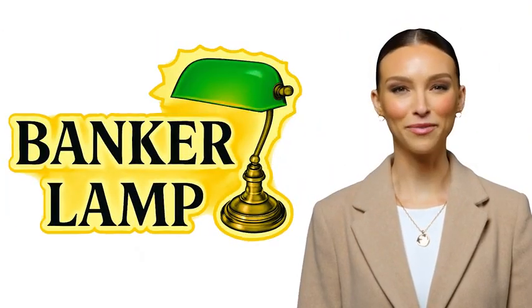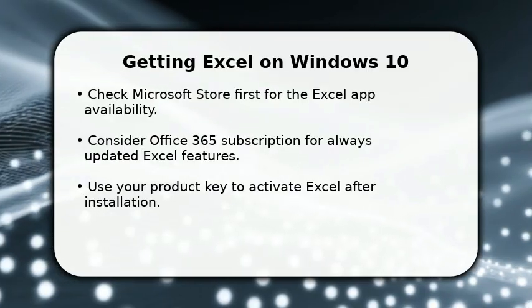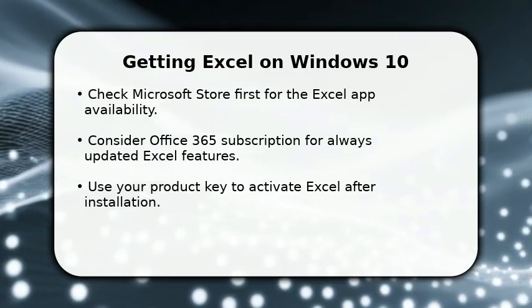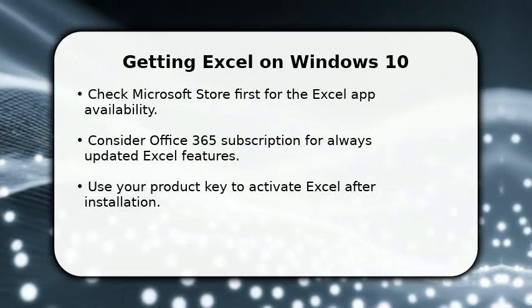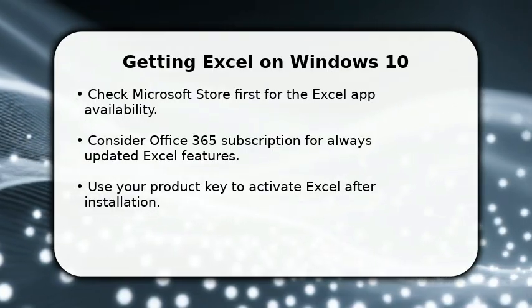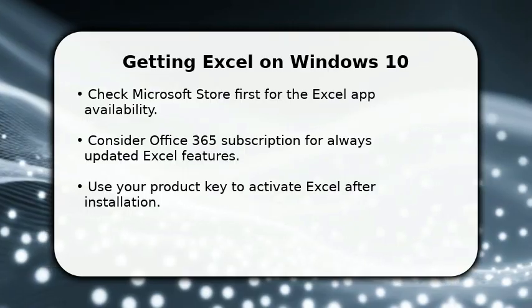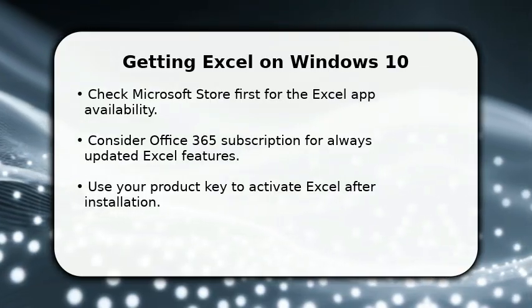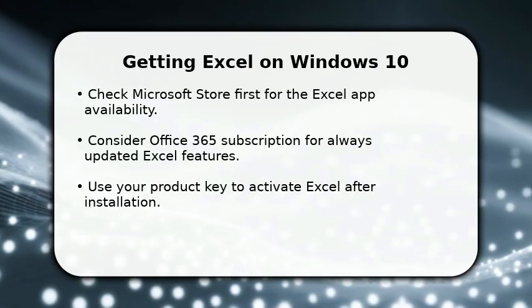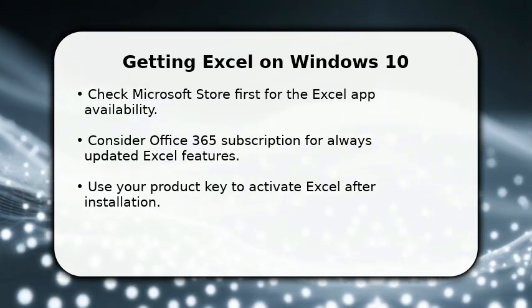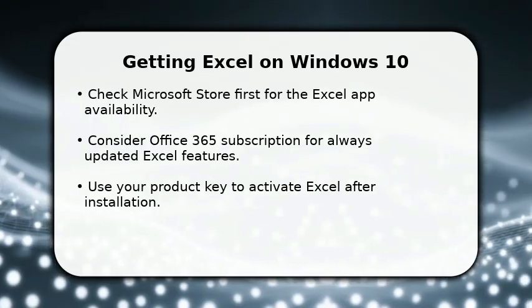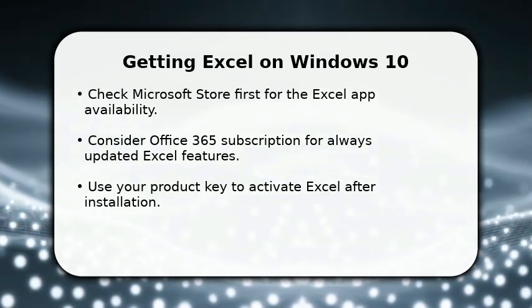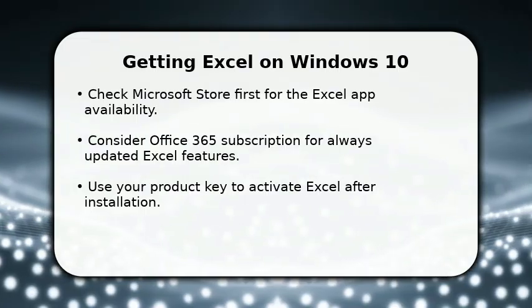Please enjoy the video. In this video, I will show how to get Excel in Windows 10, an easy guide. Open Microsoft Store or Office. Find Excel, choose the app or Office 365 plan, download files, and run the installer. Sign in with your Microsoft account and enter your product key if prompted. I will walk you through activation, updates, and basic settings so Excel runs smoothly on your PC.